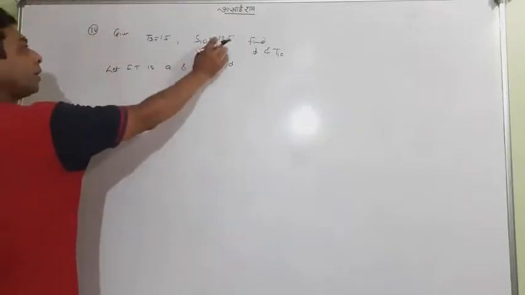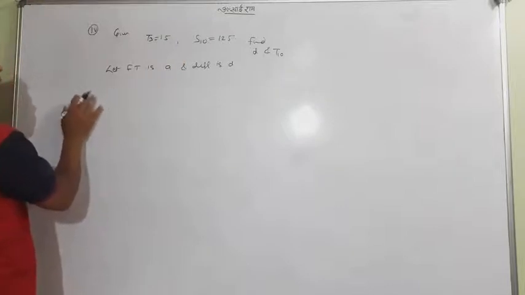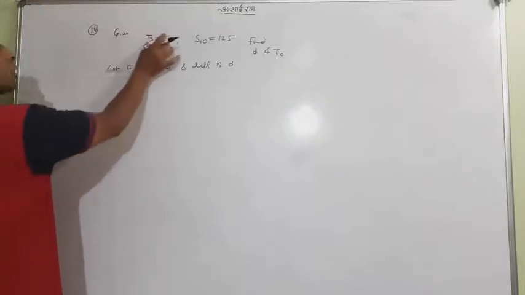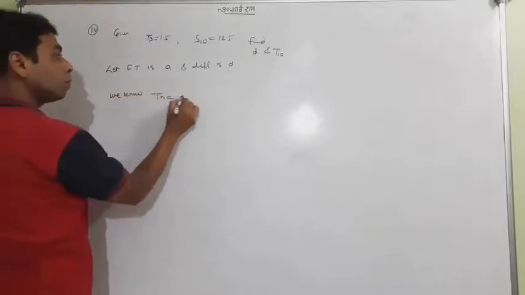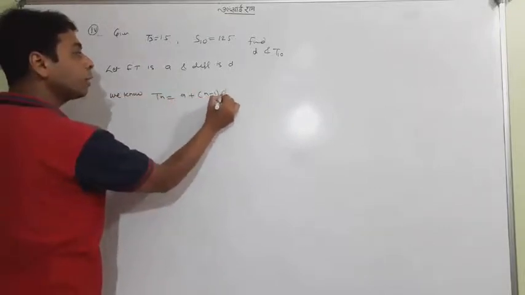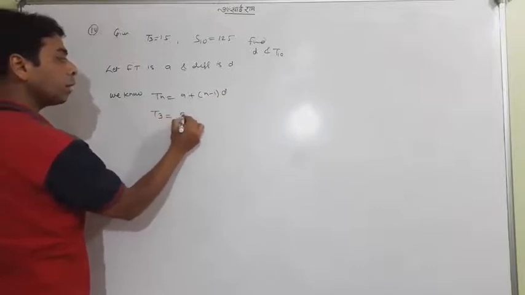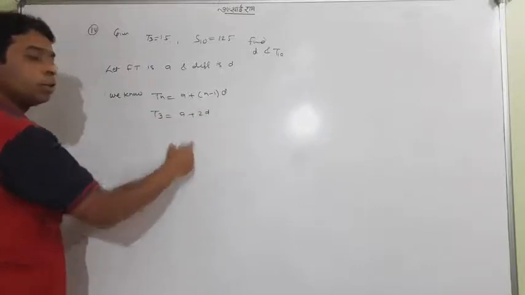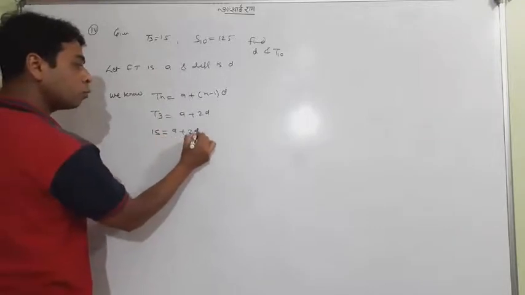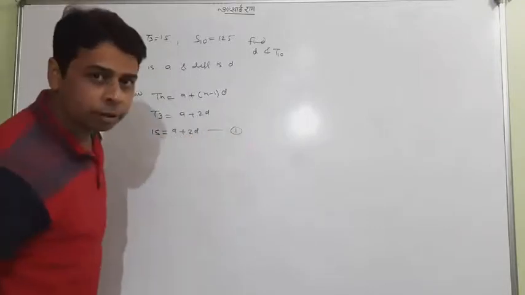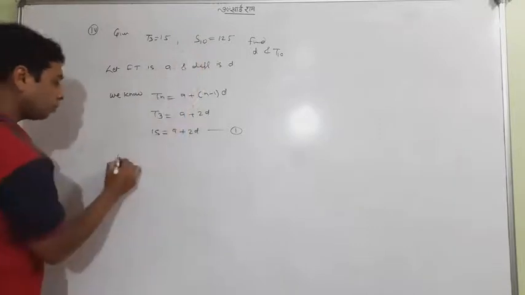But one by one we can use these equations. First I'll use this equation. We know Tn equal to a plus (n minus 1) into d. Go with T3: a plus 2d, that is 3 minus 1. And it is given as 15. So a plus 2d equal to 15. Equation 1. Drop it here. Now go with S10.